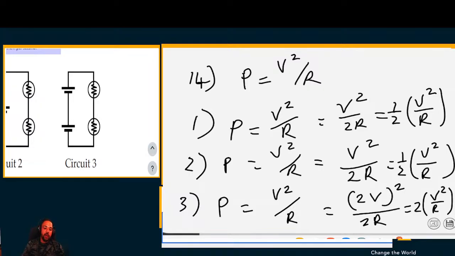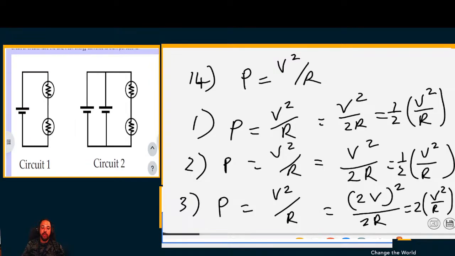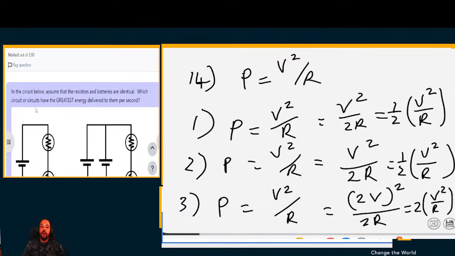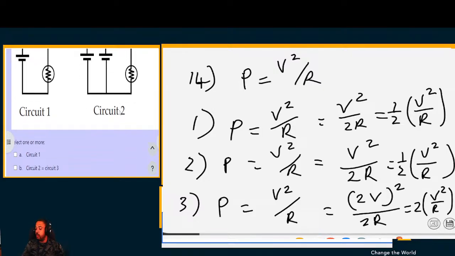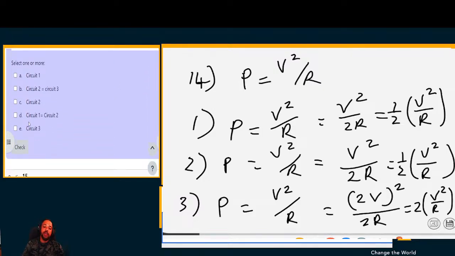And that also answers our question. Let's go back to the original question. In the circuit below, assume that the resistors and batteries are identical. Which circuit or circuits has the greatest energy delivered to them per second? So which one has the highest power? We've established it is circuit number 3. So let's check circuit 3 as an answer. Yes, the correct answer is circuit 3.